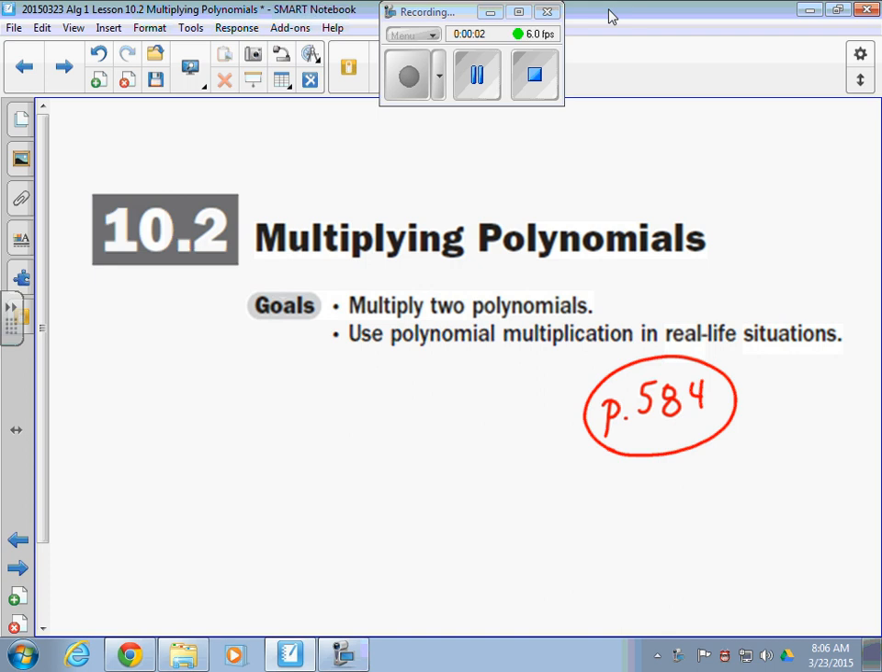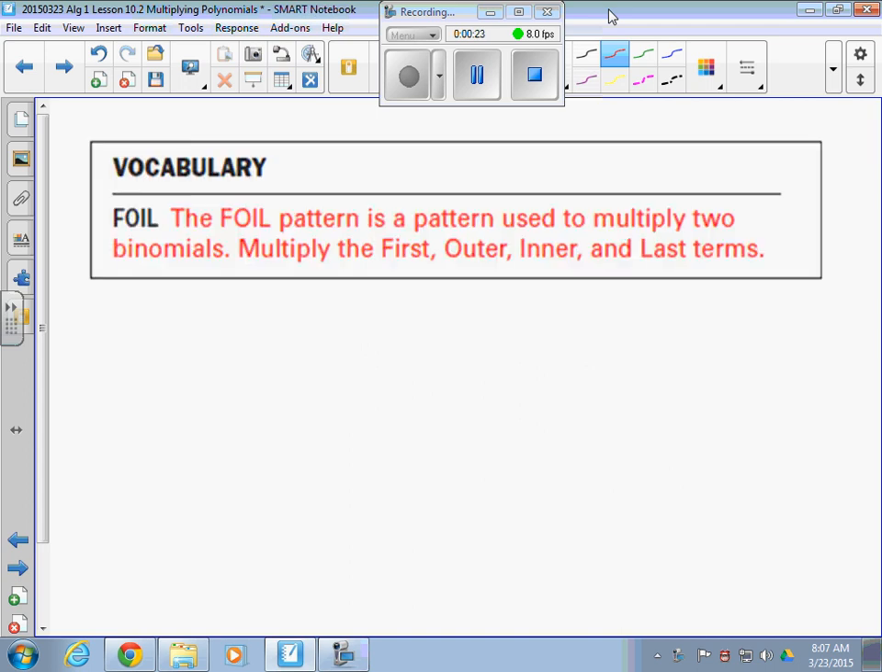This is Algebra 1, Lesson 10.2. We have multiplying polynomials. Two goals we have are to multiply two polynomials, which we discussed what polynomials were last week, and then we're going to use polynomial multiplication in real-life situations. On page 584 is where it begins.